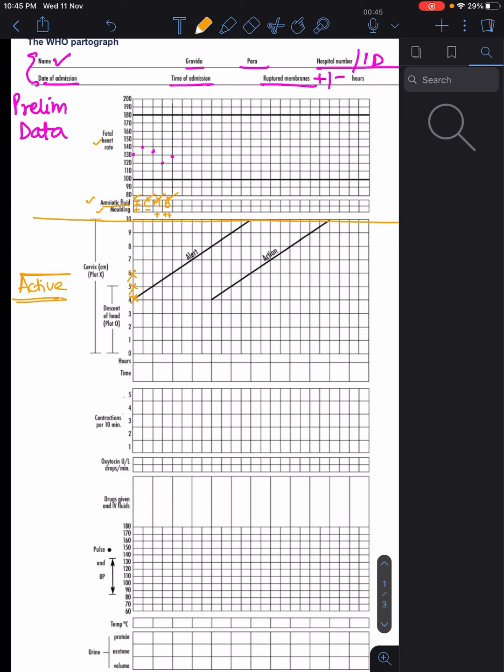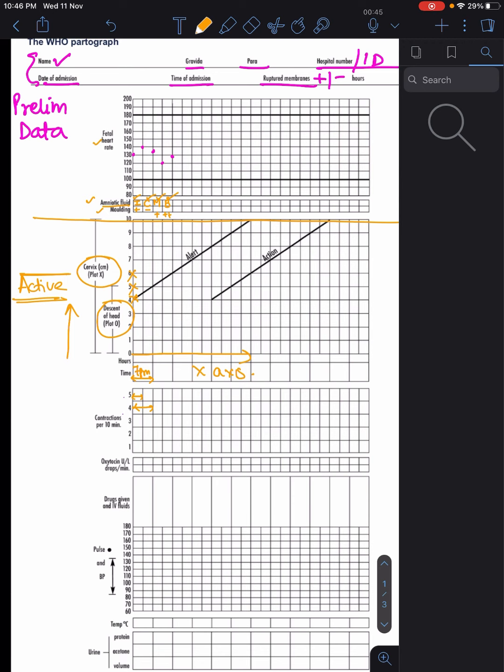Now this x-axis represents the time, right? Supposing she comes at 7 p.m, then it is 7 p.m. over here, and y-axis represents the cervix dilatation and descent. Okay. Another very important thing is these small boxes represent half hour, while the big boxes represent the 1 hour. So this is whole 1 hour. Okay.